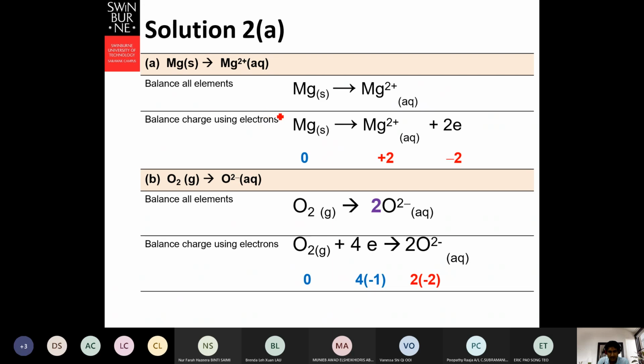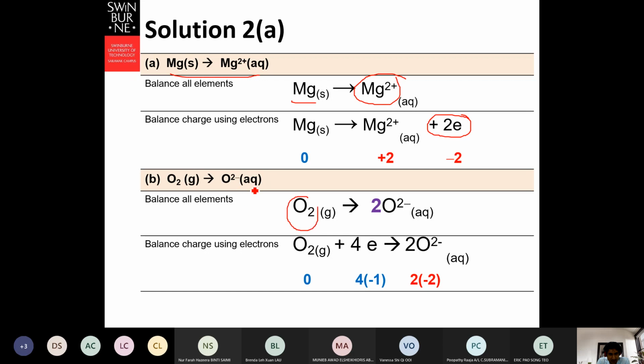Now for magnesium, number 1, magnesium produces the magnesium ion. First of all, how does it produce? Magnesium is producing the 2+ magnesium ion, and when it is producing a 2 positive ion, what happens? It lost 2 electrons, right? Electron loss means it becomes positive. So here we have to show these 2 electrons. 2 positive, negative charge, 2 electrons.